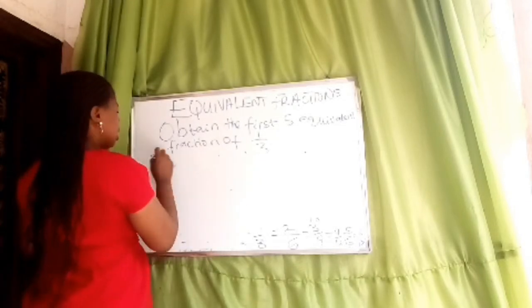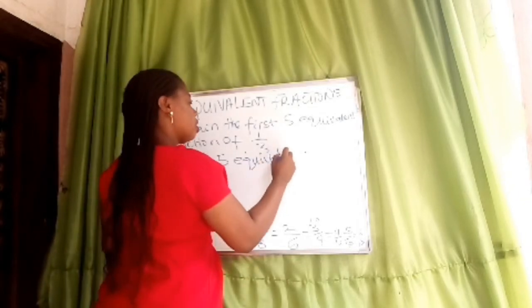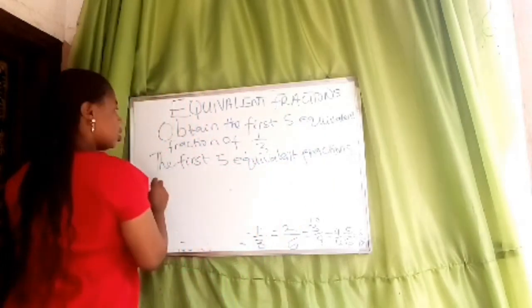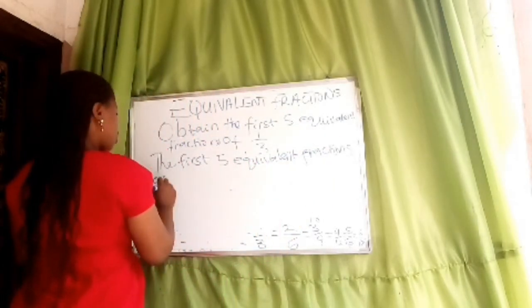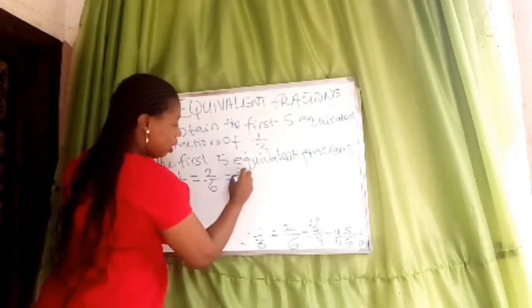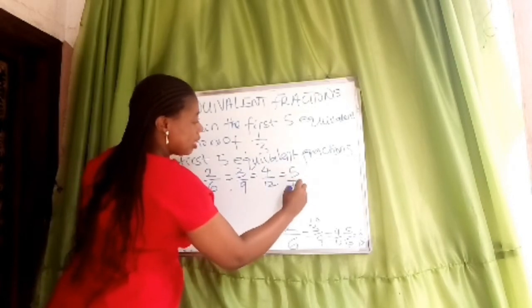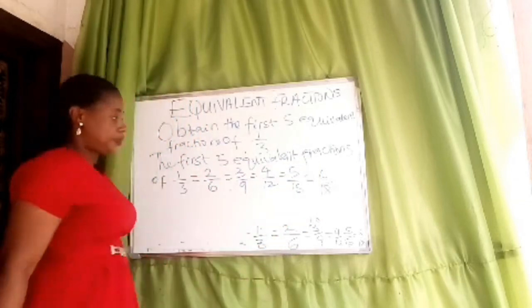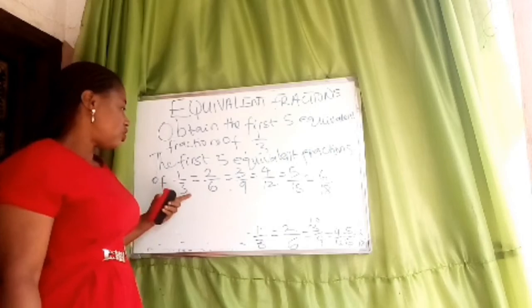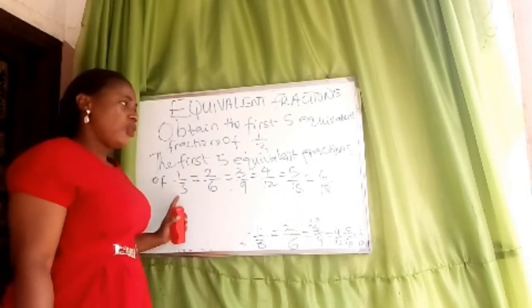So the first 5 equivalent fractions of 1/3 equals to 2/6, 3/9, 4/12, 5/15, 6/18. So that is that. All these fractions are equivalent fractions. They are all equal. Because when reduced to their lowest term, you arrive at 1/3.